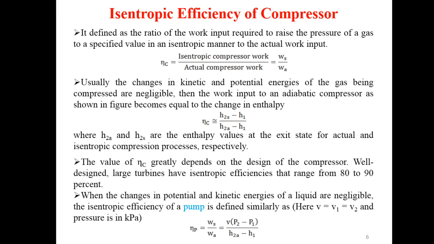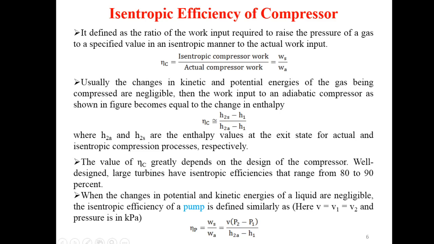The value of efficiency greatly depends on the design of the compressor. Well designed large compressors have isentropic efficiencies that range from 80 to 90%. So there is a mistake here: replace this turbine with the compressor.